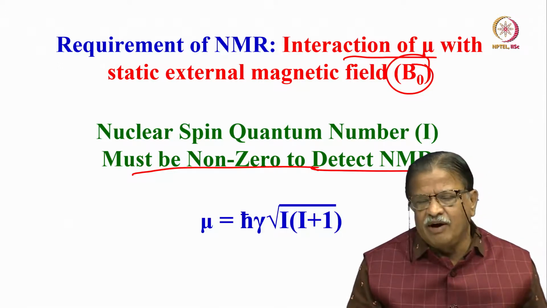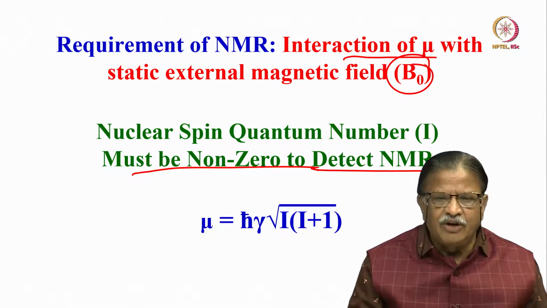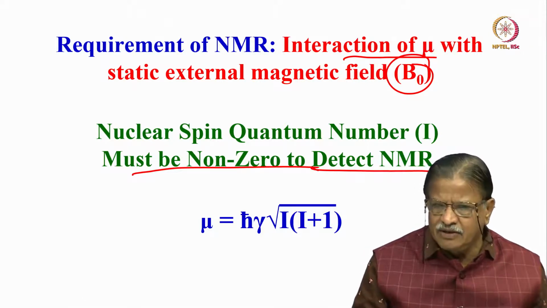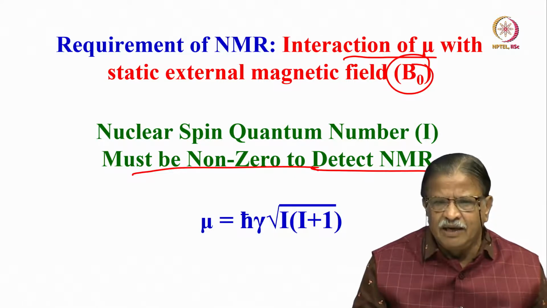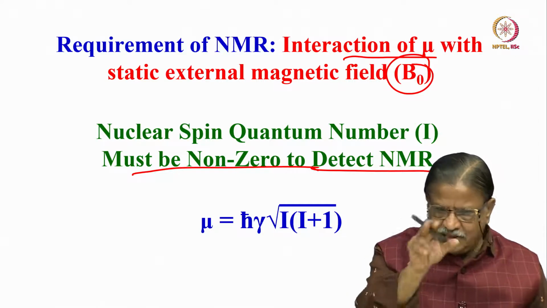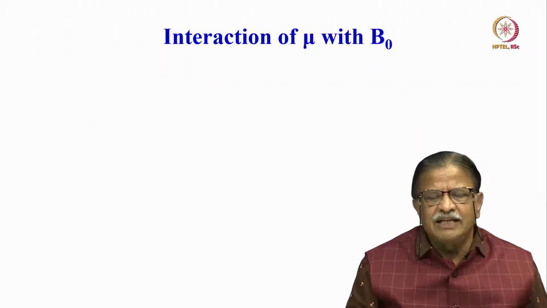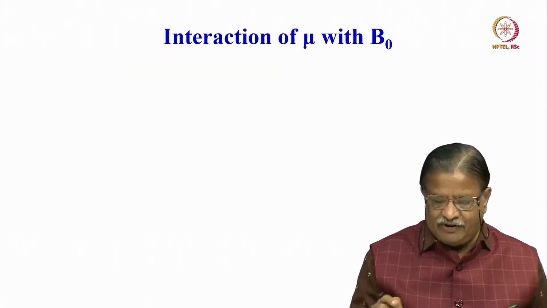So the nuclear spin quantum number I must be non-zero to see NMR. This formula we already worked out. I showed you mu is equal to gamma into h cross into root of I into I plus 1. Of course, mu is also a vector; in principle, we can put an arrow at the top of it. Now let us see how the mu interacts with the magnetic field B naught.